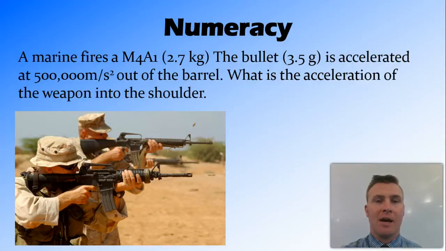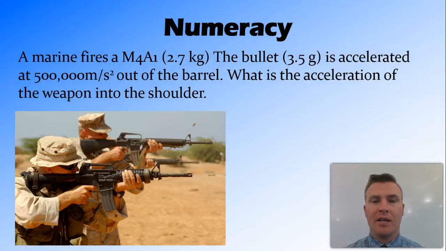Now, a good example of an action-reaction pair is when firing a weapon. You get the bullet being projected out of the barrel, as well as you feel some recoil back into your shoulder. So that's your two forces. In this example, we've got a Marine firing an M4A1, which weighs 2.7 kilos, and a bullet weighing 3.5 grams being accelerated at 500,000 meters per second out of the barrel. And we want to find the acceleration of the weapon into the shoulder, or the recoil.